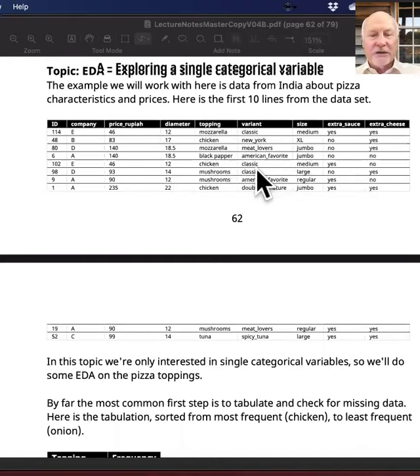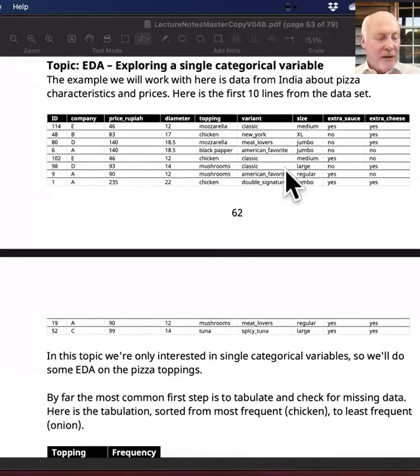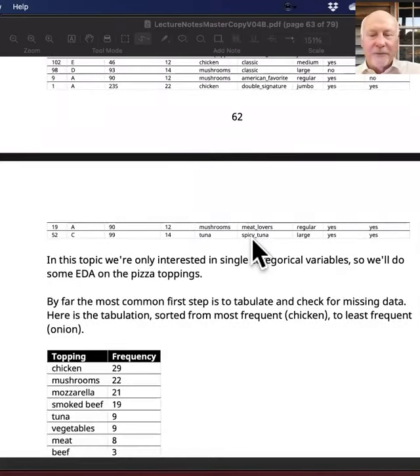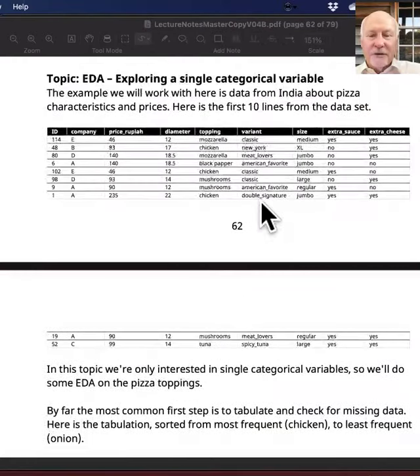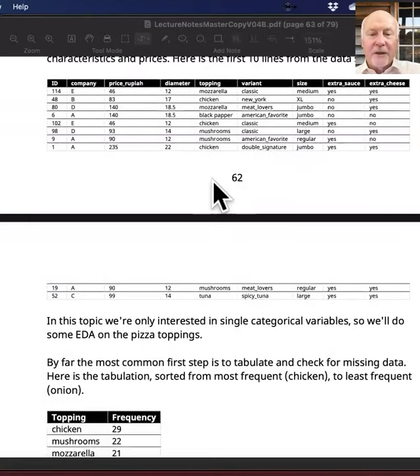This data set I got off Kaggle, which is a site that runs data, artificial intelligence, machine learning type of competitions. And the purpose of the data set was for people to practice predicting the price from the other variables. But that's not what we're doing here. So this would just be an exploratory bit of data analysis. And essentially what you would do with a categorical variable like the pizza toppings is you would tabulate them and check for missing data.